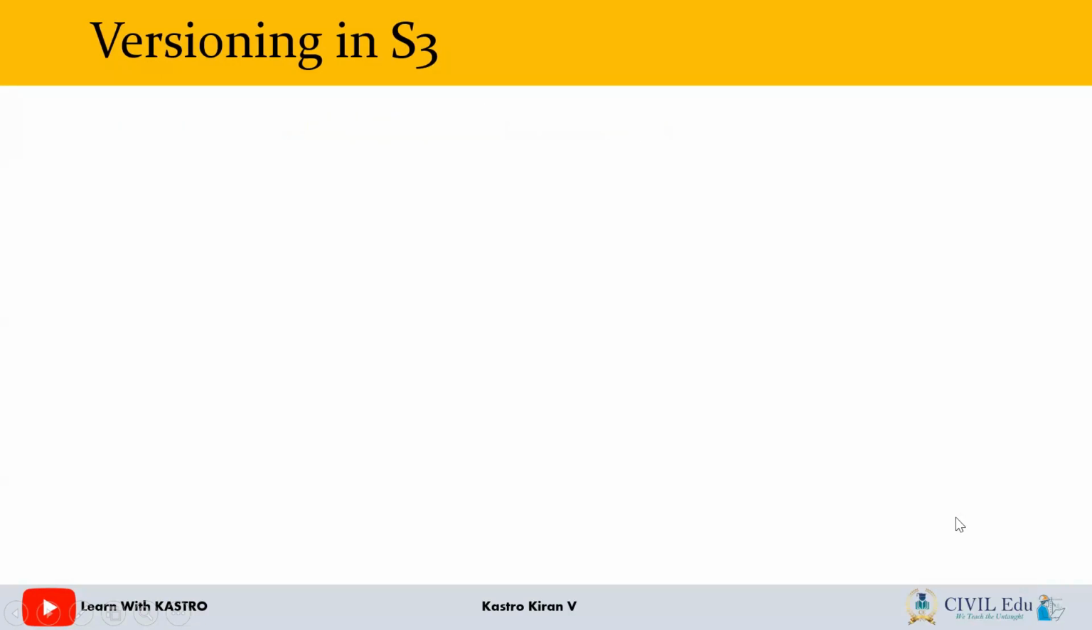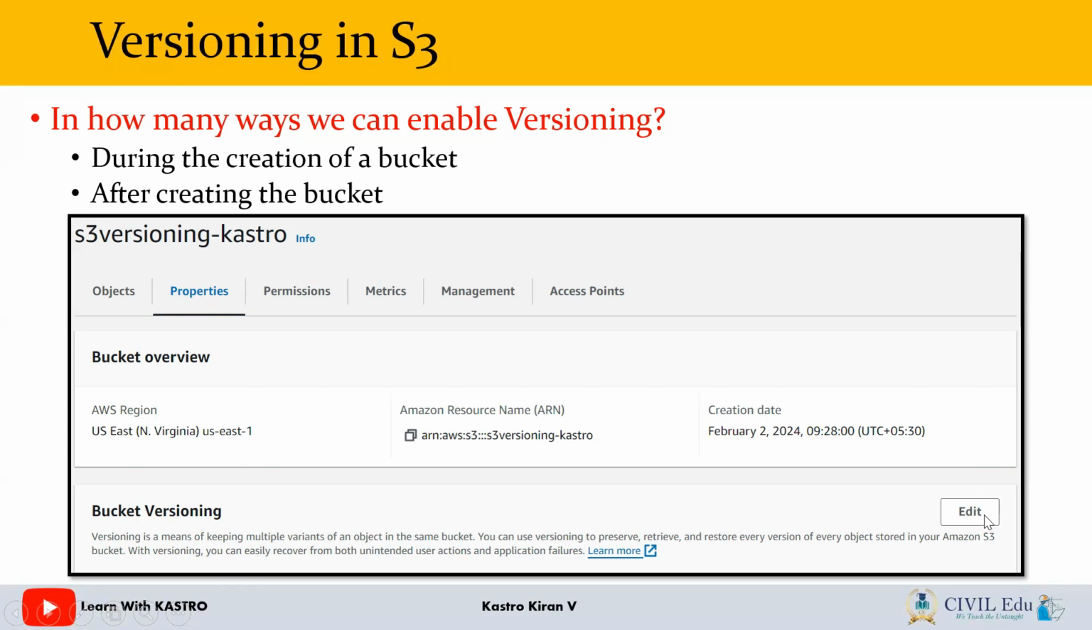Okay, you can see this option called edit. Once you click on edit, you can enable the versioning for the bucket. So these are the two ways of how we can enable the versioning for a specific bucket.